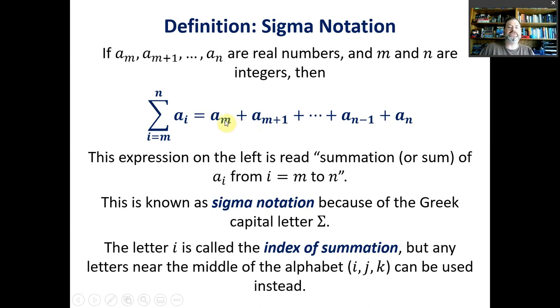So these are just indices. So these a's can be any number. They can be given by a formula. They could be just a random assortment of numbers. Doesn't matter. What we're going to see is mostly formula-based stuff because we're going to be using sigma notation for calculus.